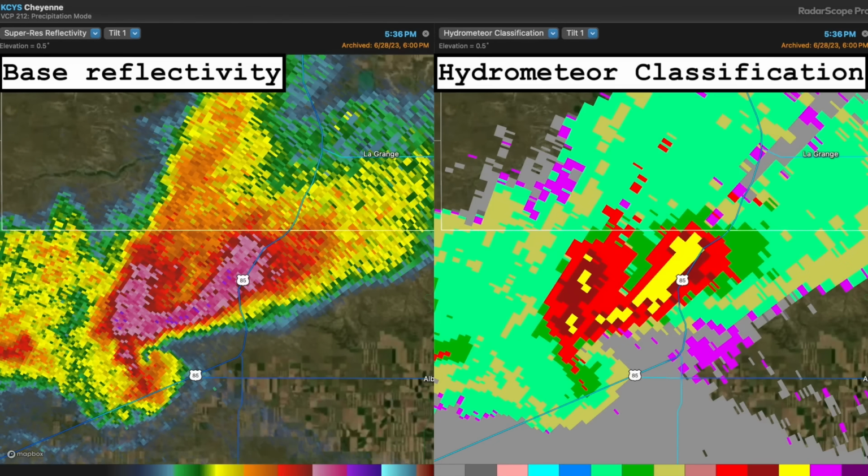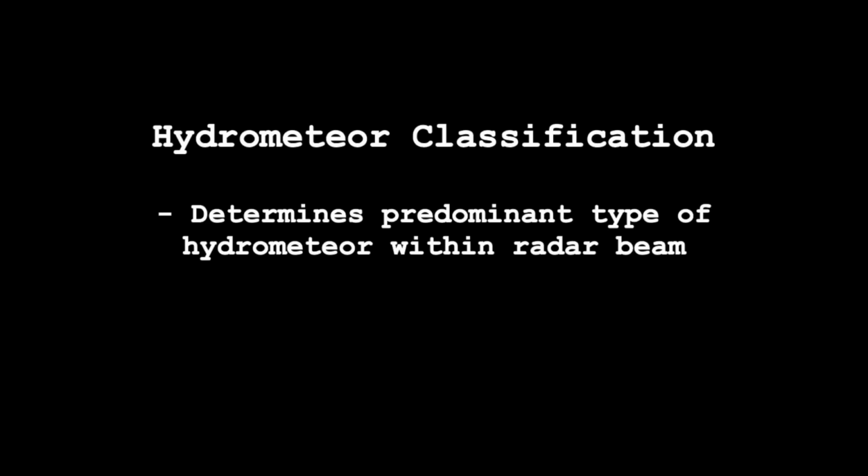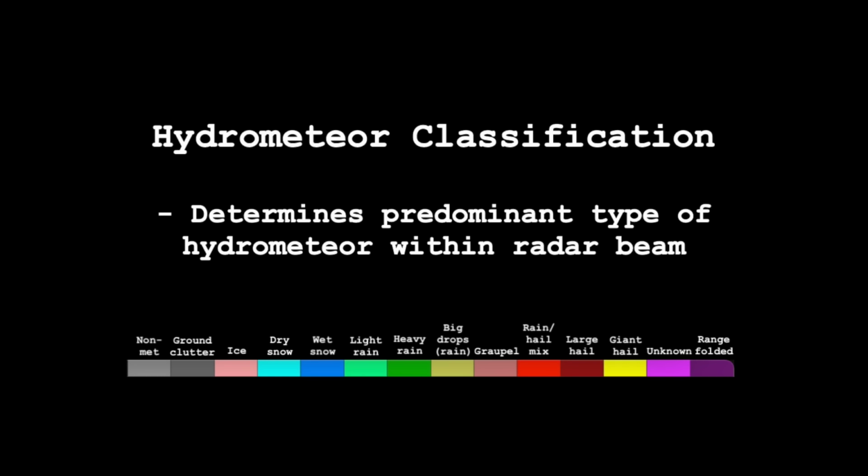Let's now move on to some algorithms you may find useful when chasing, the first of which is called the Hydrometeor Classification algorithm. This product uses a multitude of other radar products in an attempt to determine the predominant type of target, or hydrometeor, within the radar beam. The range of outputs runs the gamut from non-meteorological targets, such as birds or insects, to snow, rain, and hail, the latter two further separated by size or intensity.